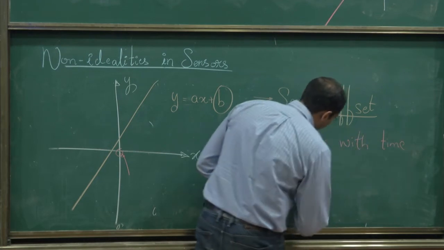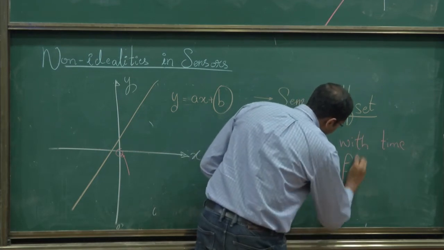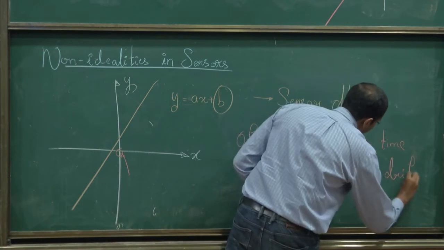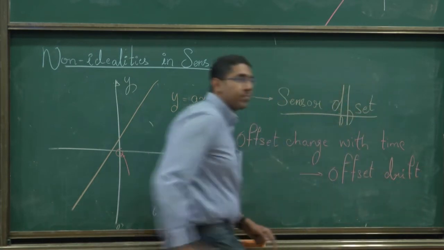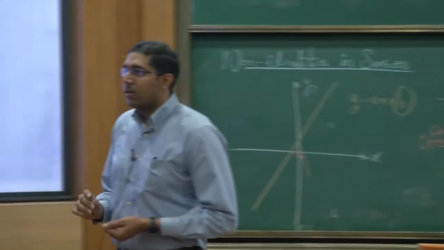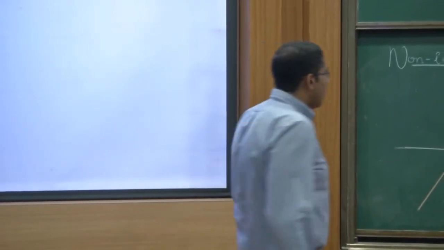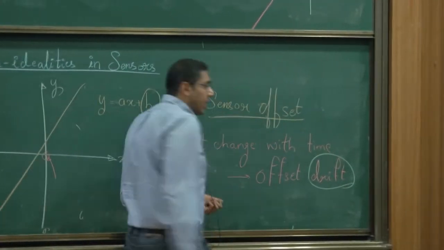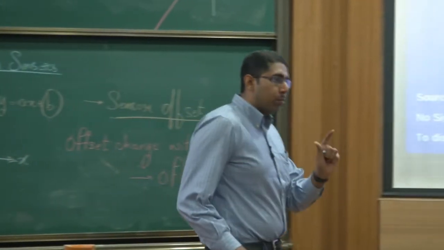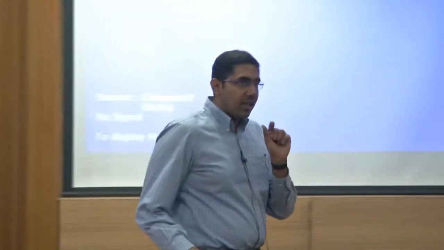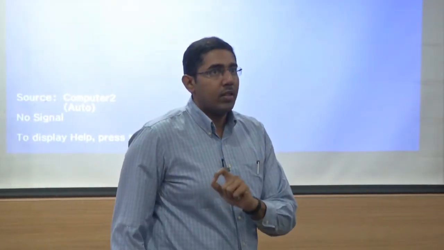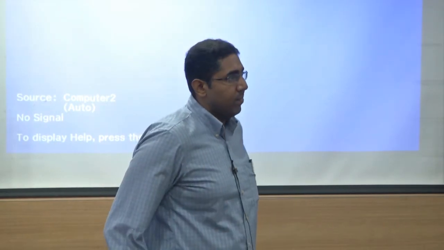is a term that is called offset drift. So offset drift essentially means that if there is no input, there is still an output, and that output is not the same. Why is this a problem?